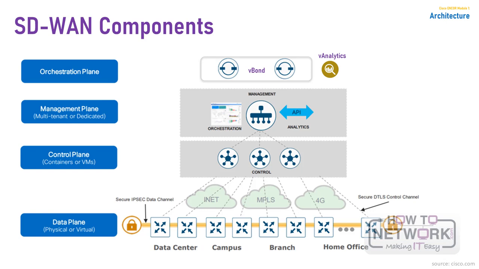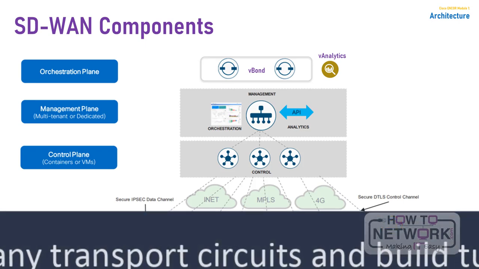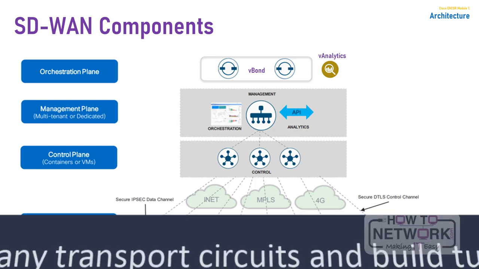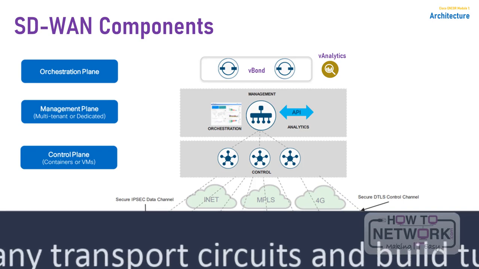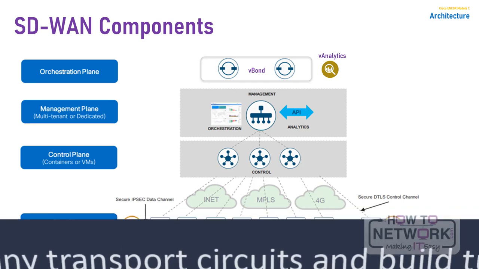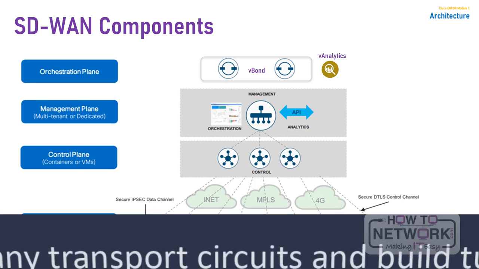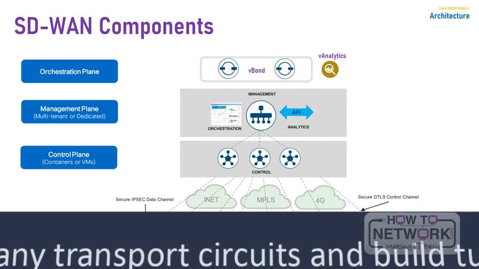This separation between control and data plane enables the SD-WAN solution to run over any transport circuit. If you can ping it, we can build a tunnel across it. As long as you have connectivity between sites, like MPLS, the internet, or a point-to-point link, we can create tunnels between sites and then engineer the traffic to use those tunnels efficiently.